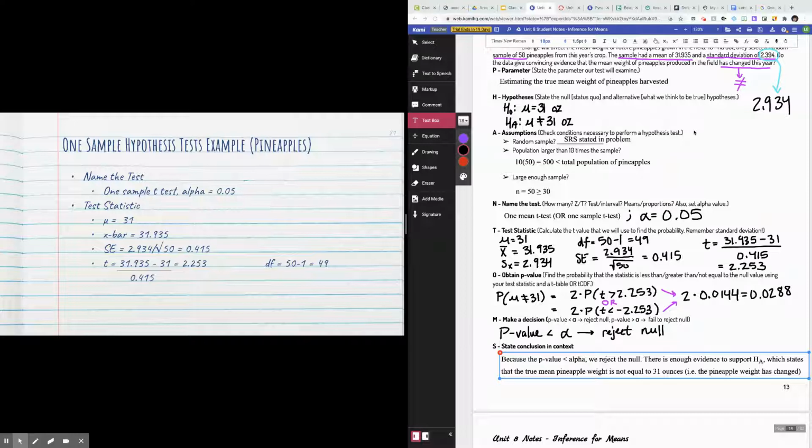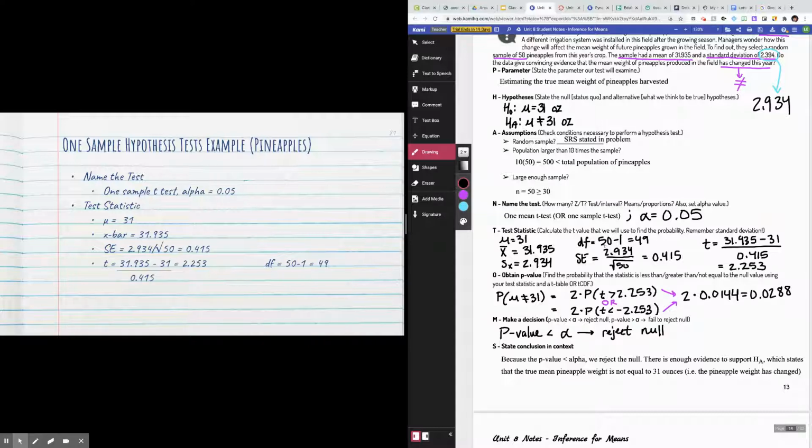Okay, so first thing I need to calculate is my degrees of freedom, which I'm going to need in the next step. So degrees of freedom equals 50 minus 1, which is 49. Okay, and then the last thing I need to calculate is the standard error for my test statistic, for the sampling distribution, right? So remember, I do that by taking the standard deviation of the sample and dividing it by the square root of n, the square root of 50. So I end up with 0.415.